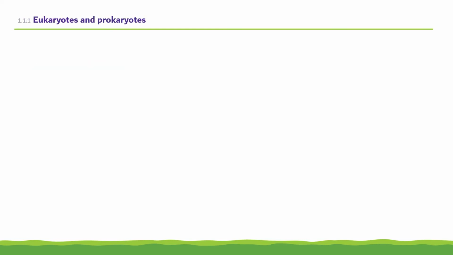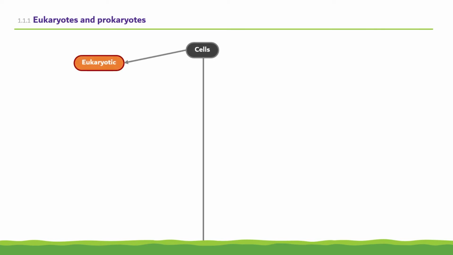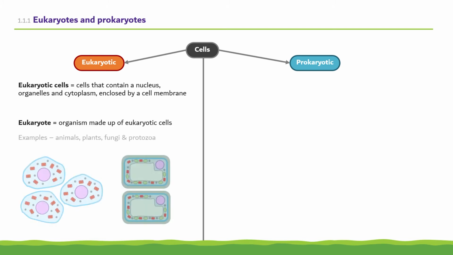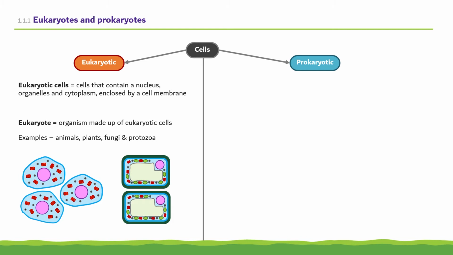So, starting off with eukaryotes and prokaryotes. When thinking about cells, they can be divided into two main types: eukaryotic cells and prokaryotic cells. Eukaryotic cells are cells that contain a nucleus, organelles, and cytoplasm, all enclosed by a cell membrane. A eukaryote is therefore an organism made up of eukaryotic cells. Examples of eukaryotes include animals, plants, fungi, and protozoa.